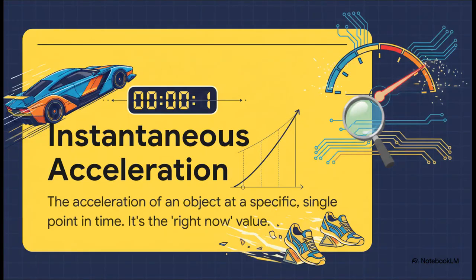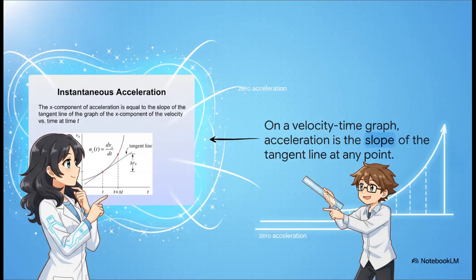So yeah, instantaneous acceleration is exactly what its name suggests. It's the acceleration of an object at one specific point in time. It's what's happening right this second. And this is where it gets really cool. We can actually see this on a graph.